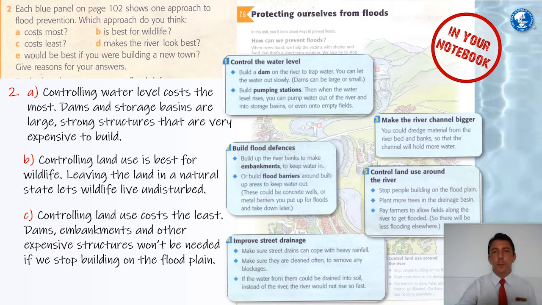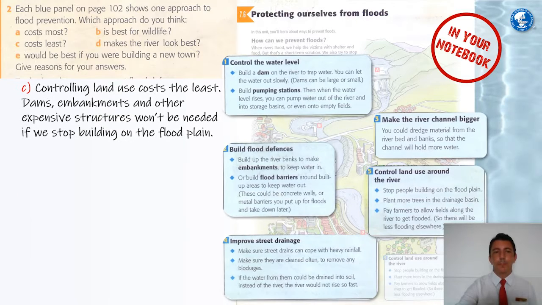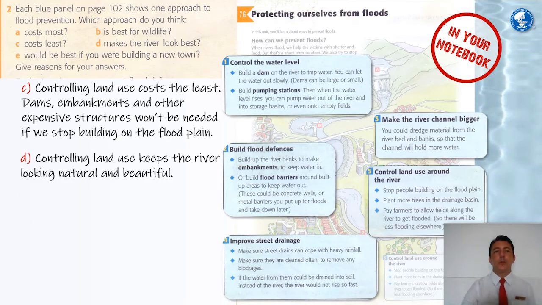Which one makes the river look best? Well, controlling land use keeps the river looking natural and beautiful.